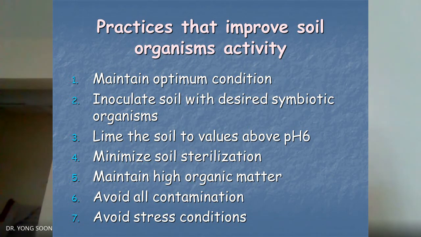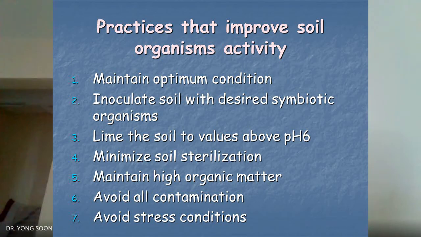Number one, maintain optimum condition. Of course, this condition includes pH. Maintain a suitable, neutral pH. Temperature. Well, if the soil has enough moisture, temperature can also be optimum by itself. And sometimes you may inoculate with the desired symbiotic organism. In this case, it could be bacteria, but most likely this so-called symbiotic organism will be earthworms. So far, I've heard of people inoculating earthworms in the soil. I think nothing else left.